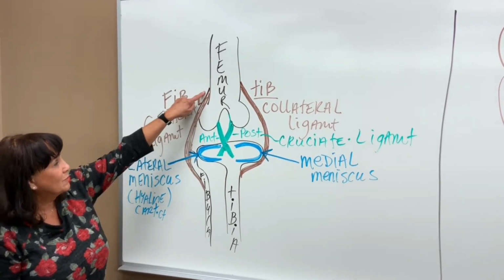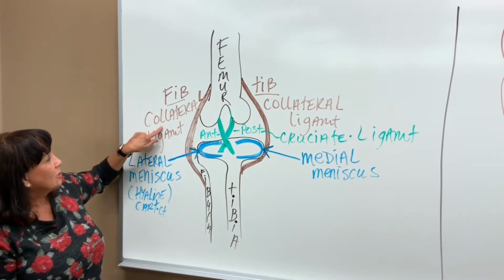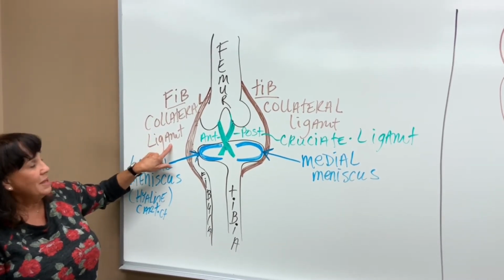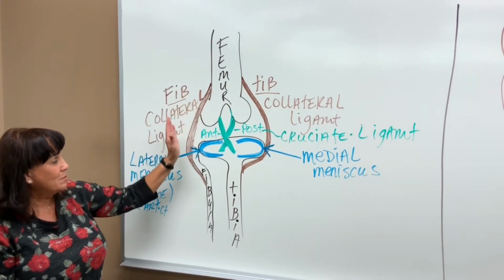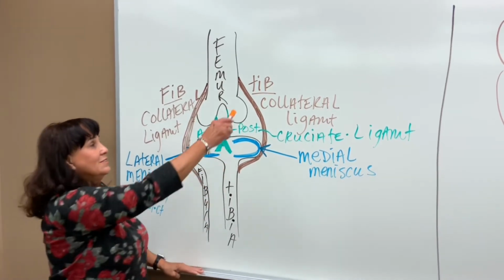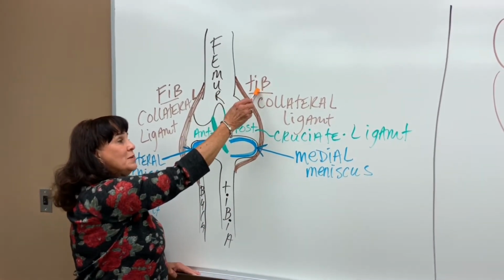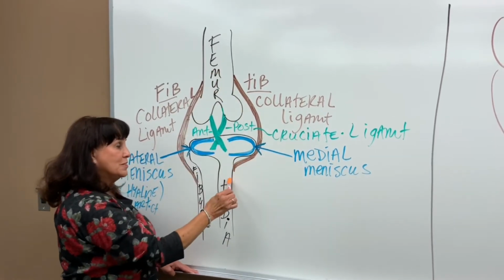Well, the one that goes from the femur to the fibula is called the fibular collateral ligament, okay? Made out of simple squamous dense regular CT always. So it's going to stabilize the knee on the outside right there. And then on the inside, it's going to be the tibial collateral ligament going from the femur to the tibia, right?